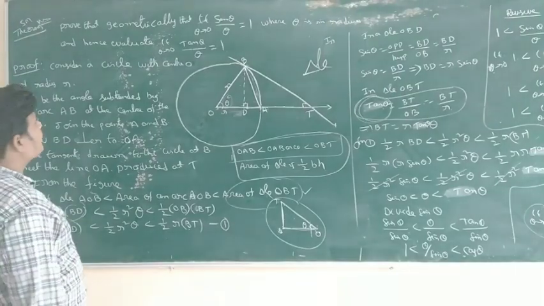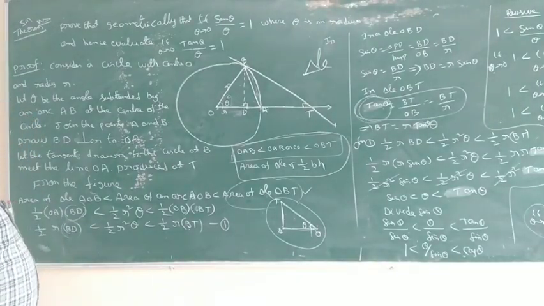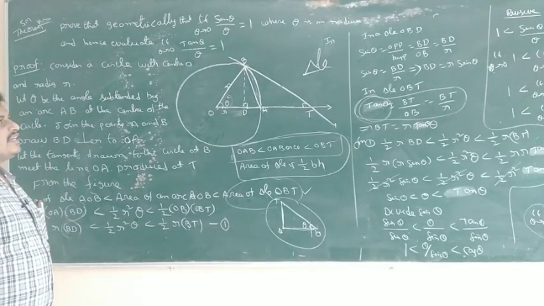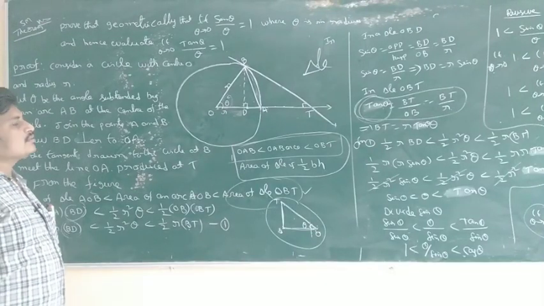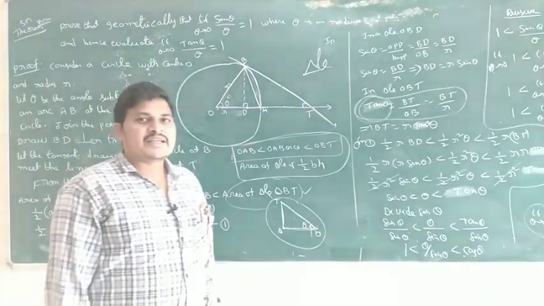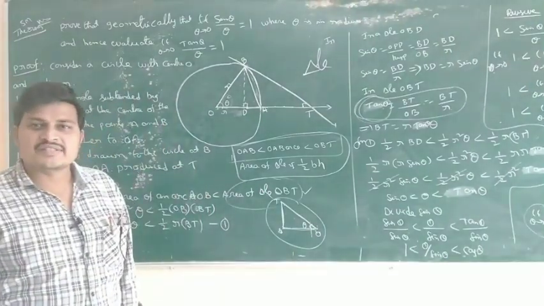What is the question? Prove geometrically that limit theta tends to 0 of sin theta by theta is equal to 1, where theta is in radians, and hence evaluate limit theta tends to 0 of tan theta by theta is equal to 1.